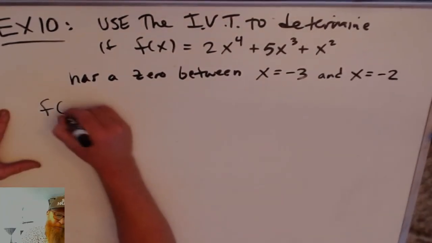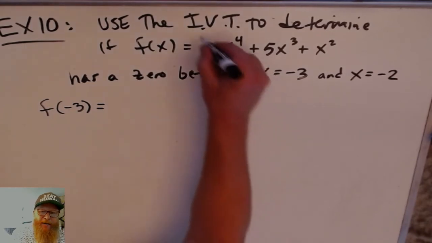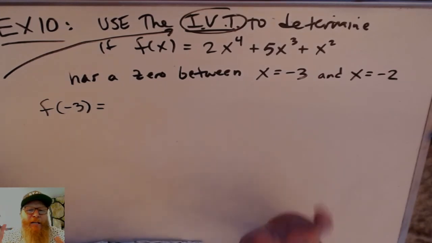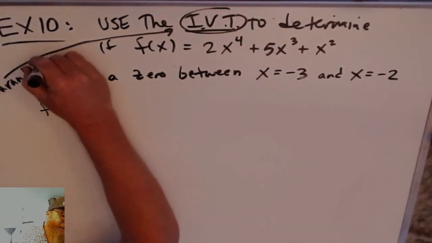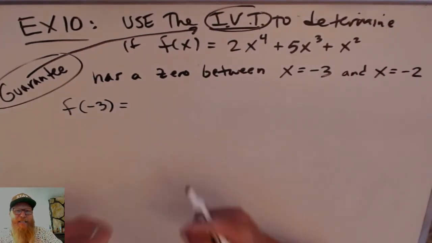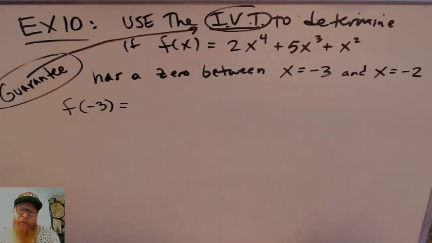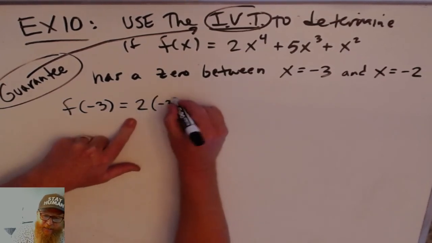Let's see. Now, I want to make sure that I clearly state what the IVT is doing. It's guaranteeing that there's a 0. So the IVT is like a guarantee that you will find it. It doesn't tell you what it is, right? It's just saying you're guaranteed to find it, but I'm not telling you where it is. But it's guaranteed to be there, okay? So let's go ahead and see what this one comes out to be.